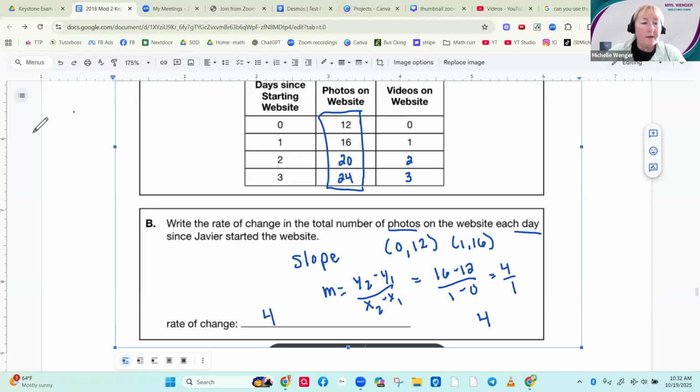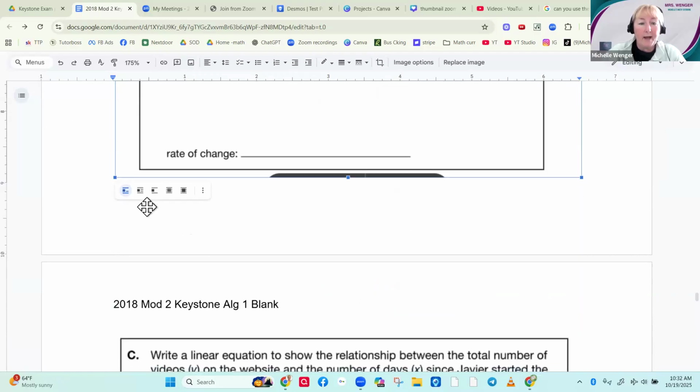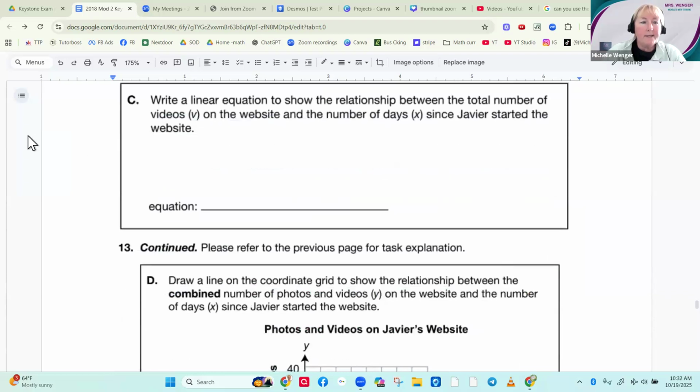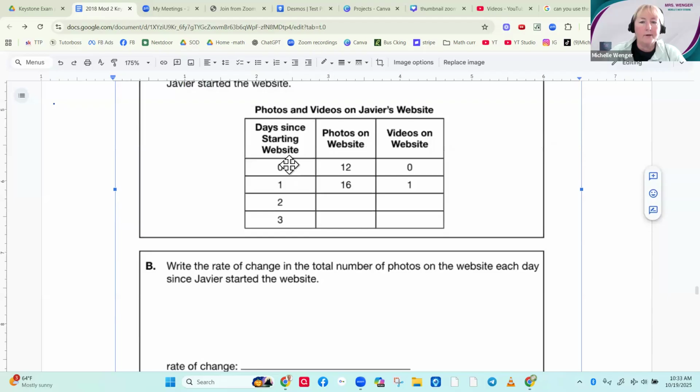You still have another question on the next page based off what they have given for the practice test. Here it's asking you to write a linear equation to show the relationship between the total number of videos on the website and the number of days since Javier started the website. So if I scroll back here and we look at this chart, we're looking at the first column and the last column. We don't need to worry about the middle column.